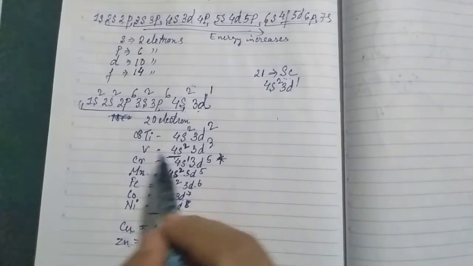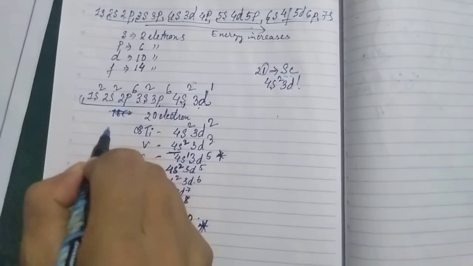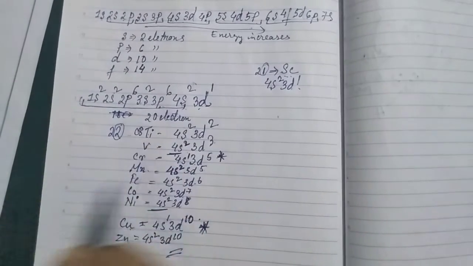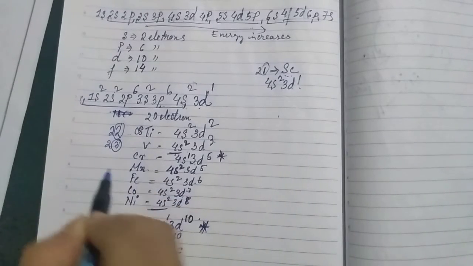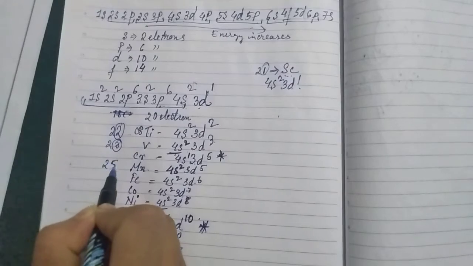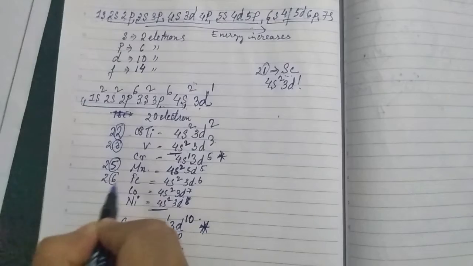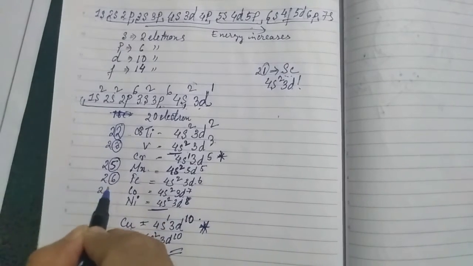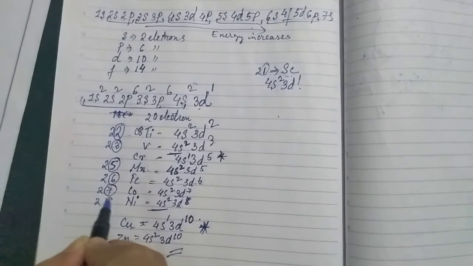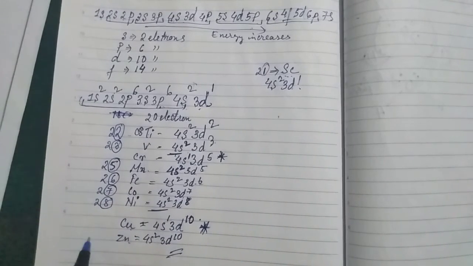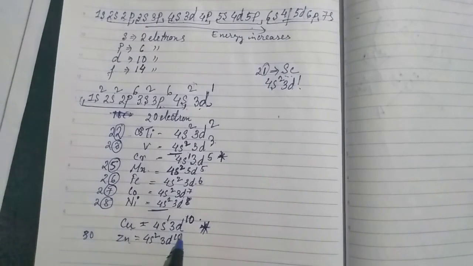So scandium, 21, 1 d electron. Titanium, atomic number 22, 2 d electrons. Vanadium 23, 3 d electrons. As chromium is exceptional, we'll continue with manganese 25, 5 d electrons. Iron 26, 6 d electrons. 27 cobalt, 7 d electrons. 28 nickel, 8 d electrons. Then zinc is 30, so 10 d electrons.